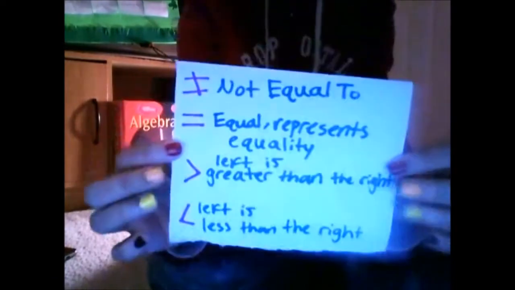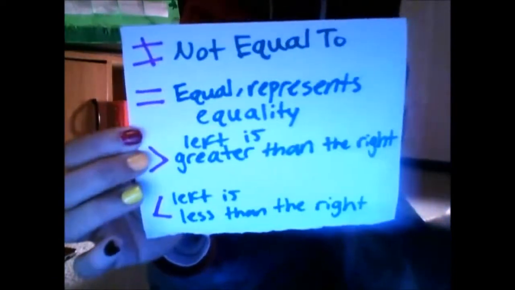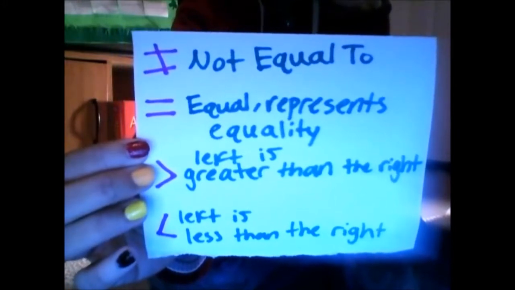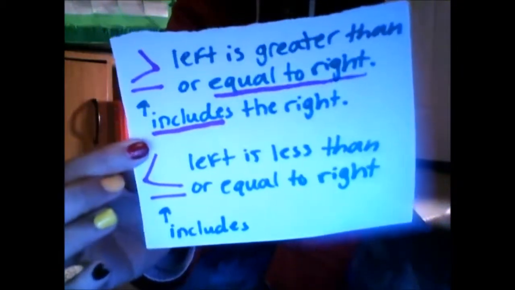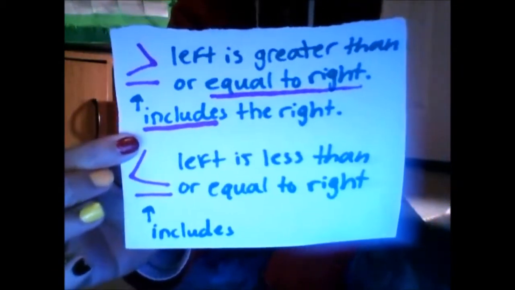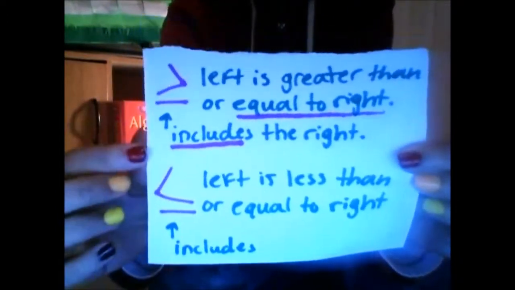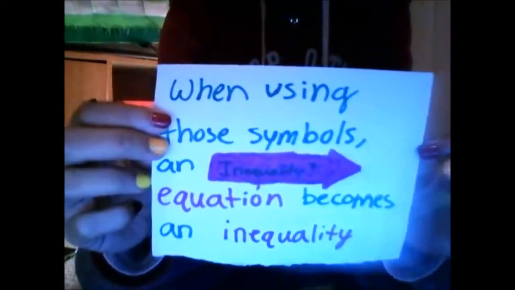Just as there is a sign showing equality, there are also signs showing inequality. Branching off from the equal sign is the greater than or equal to sign. It states that the left is greater than or equal to the right. It also includes the number that is on the right. The less than or equal to sign also works the same way. When using those symbols, an equation becomes an inequality.